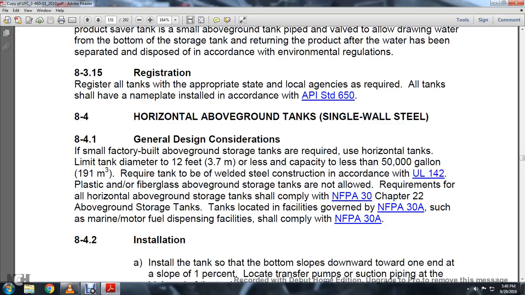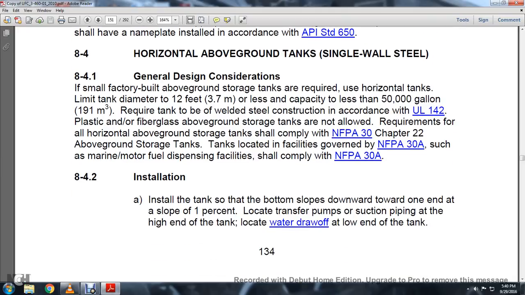Requirements for the horizontal above ground storage tanks shall comply with NFPA 30 Chapter 20 for above ground storage tanks. Tanks located within a facility governed by NFPA 30A, and the use of marine motor fuel dispensing facilities, shall comply with NFPA 30A.